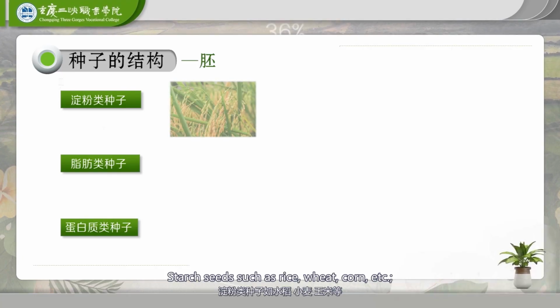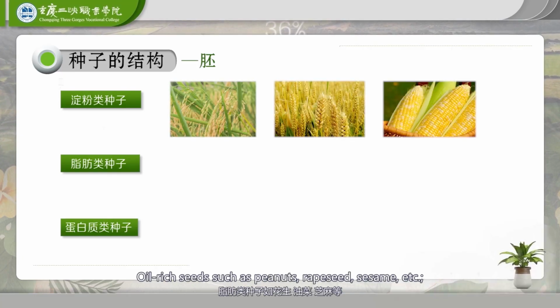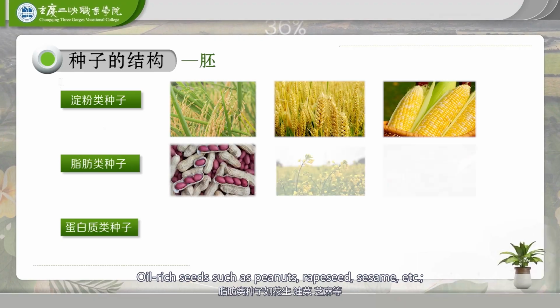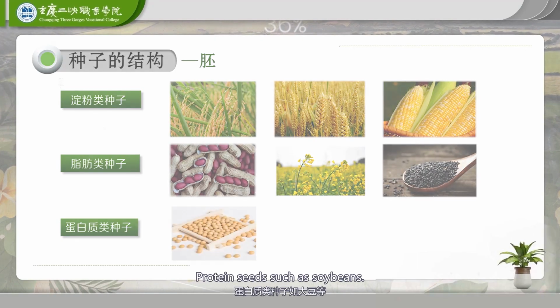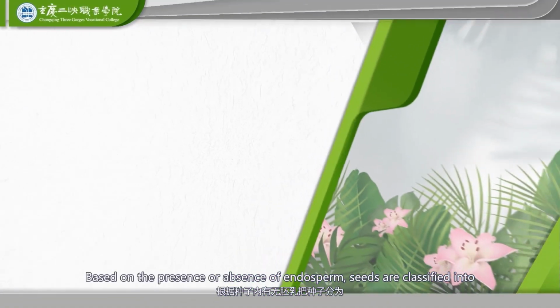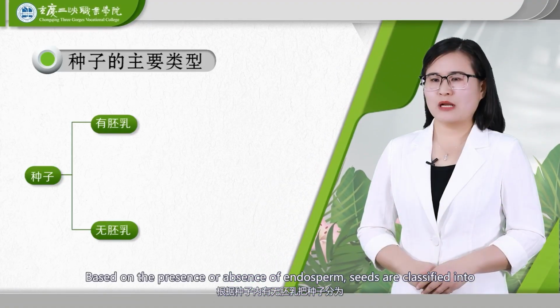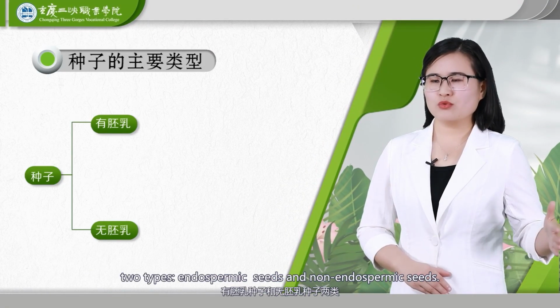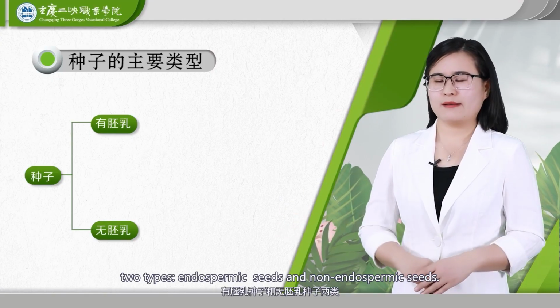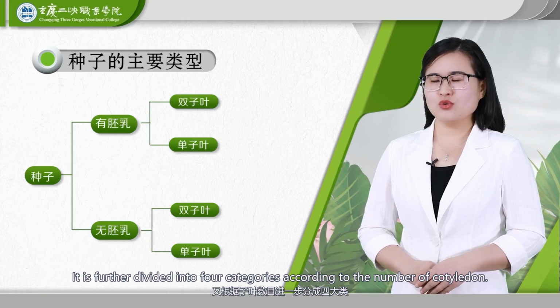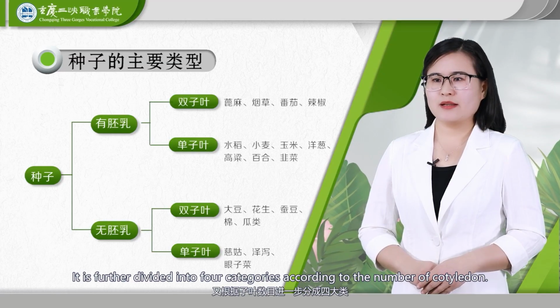Starch seeds such as rice, wheat, corn, etc. Oil-rich seeds such as peanuts, rapeseed, sesame, etc. Protein seeds such as soybeans. Based on the presence or absence of endosperm, seeds are classified into two types: endospermic seeds and non-endospermic seeds. It is further divided into four categories according to the number of cotyledons.